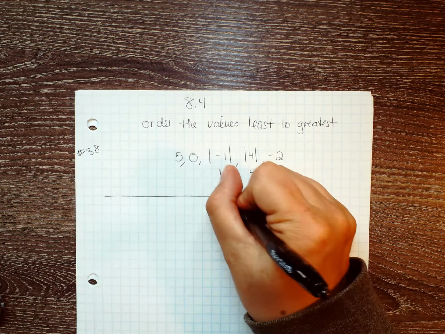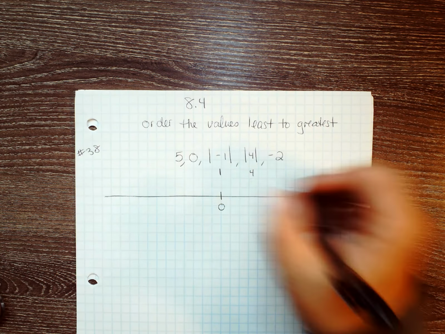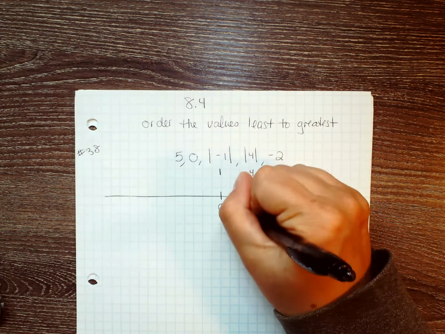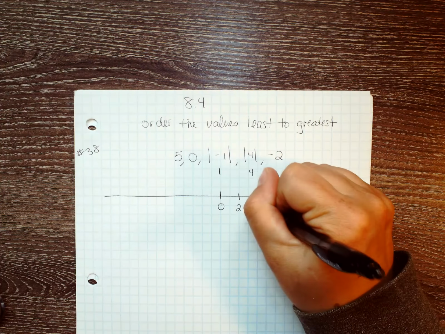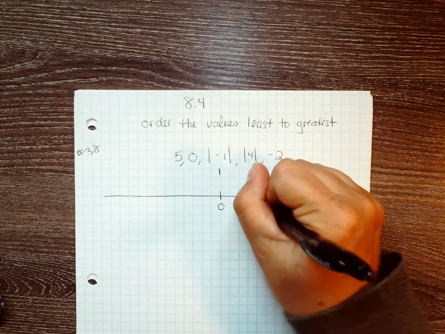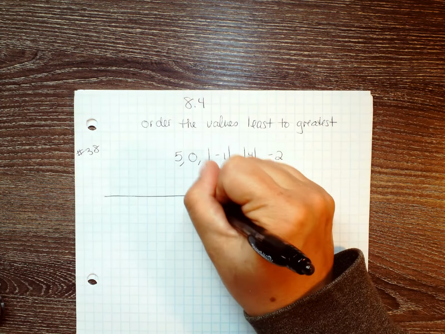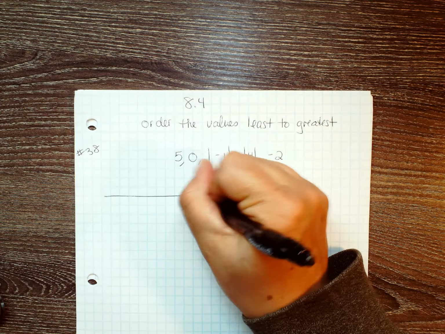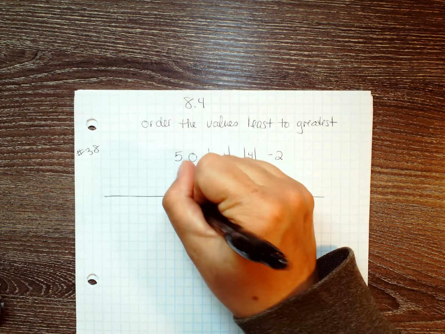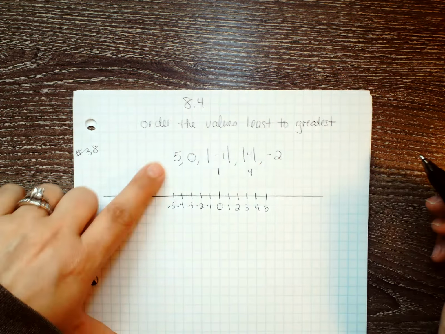So we're going to put our 0 because we always start with 0. And it looks like we go to 5. So always have the same interval. So this is 2, 4, and there's 5. So I might as well do them all. And this is 1, 2, oops, sorry, -1, -2, -3, -4, -5. Okay, so we're going to start from the left.